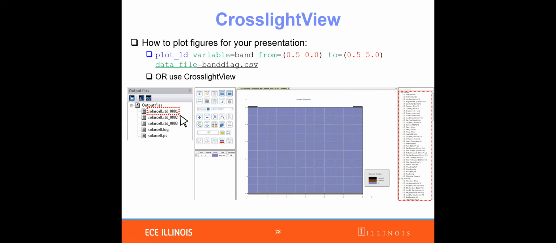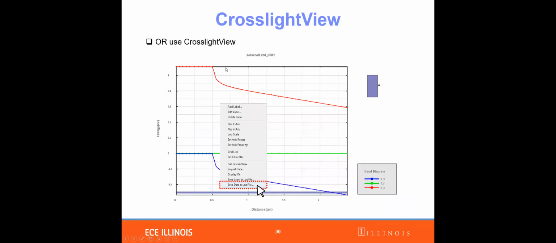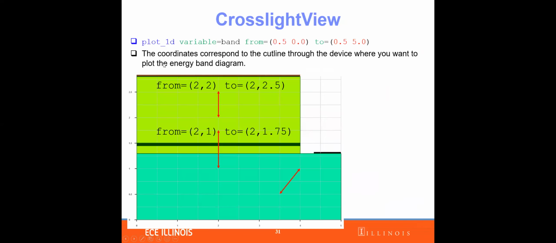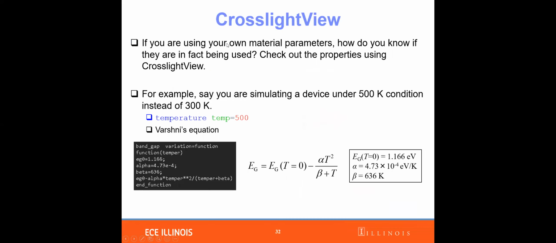Yes. And you can use CrossLight view to plot the band diagram, as I mentioned in the LED simulations. But you can also output the file in CSV using this command. Yeah, I think those are just small tips for you to output the band diagram.